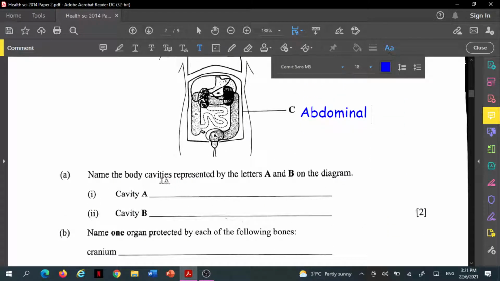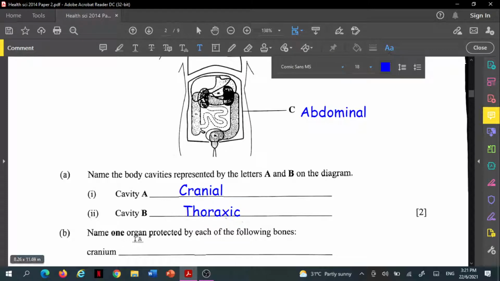For part A, it said name the body cavities represented by the letter A and B. So A again is the cranial, and B is the thoracic. All right, so great. Now, once we have this, we can jump on to the next part of the question.